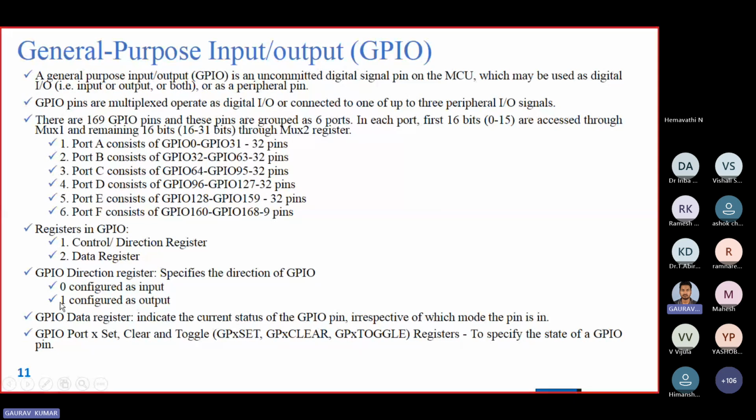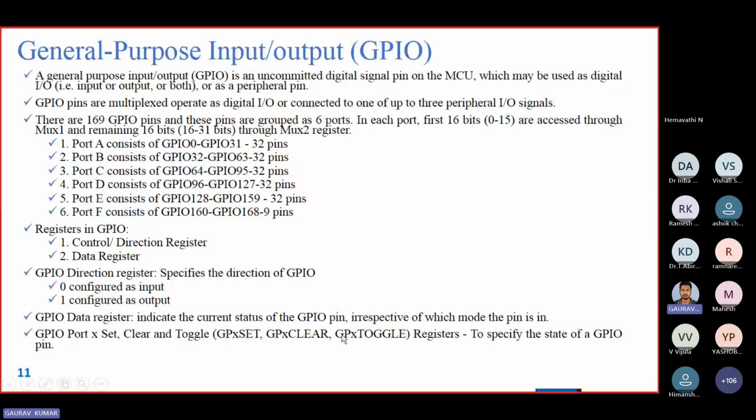And these are the notations which we can use on the GPIO pin to set, clear, and toggle. Set means it works as an output, clear means it works as an input, and we can also toggle the registers. Okay, moving to the next slide.